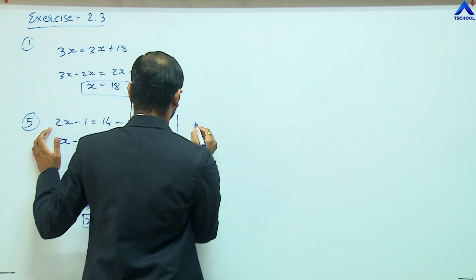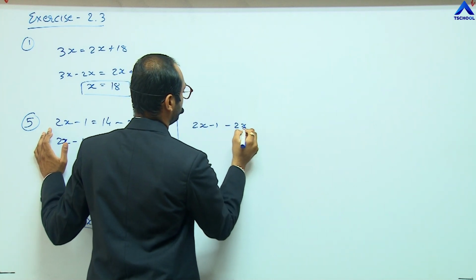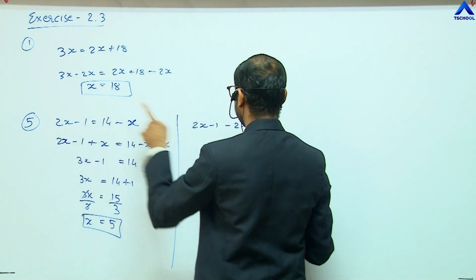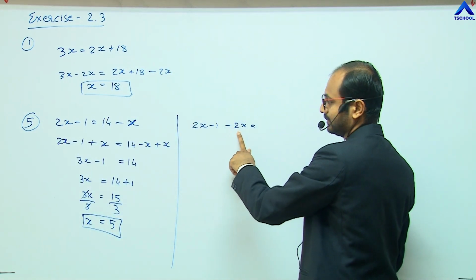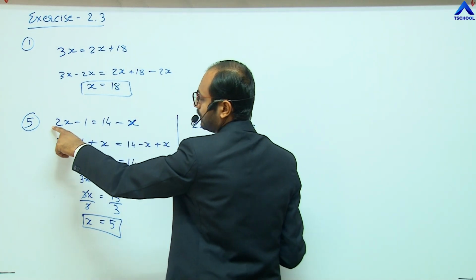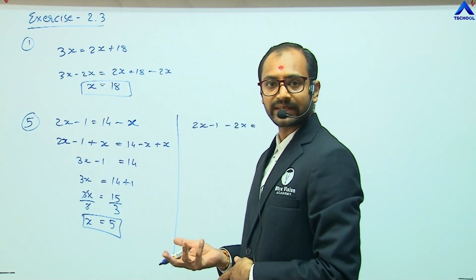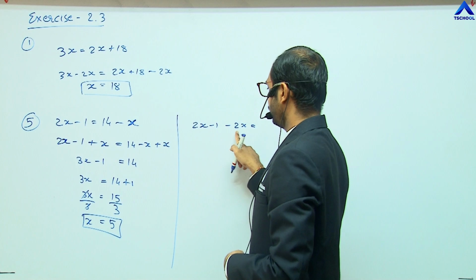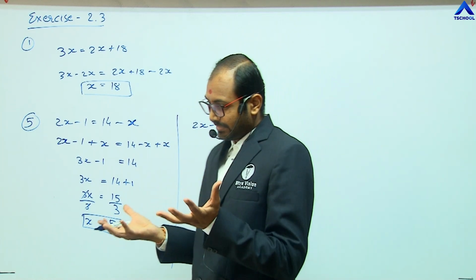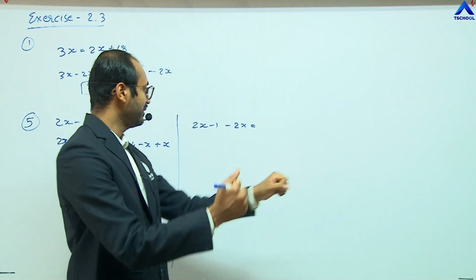We have to subtract 2x on both sides because the additive inverse of 2x is minus 2x, because here the number is positive. So the additive inverse of this is minus 2x. Here we are subtracting 2x on both sides to make the equals sign balanced. Clear?